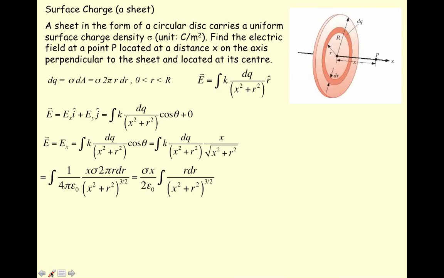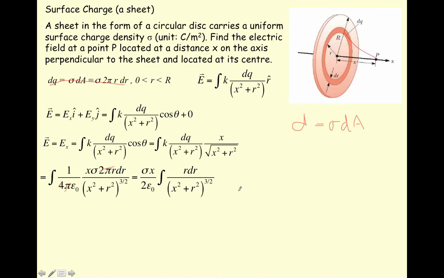Okay, so dq is sigma. Let me write that down. So dq is equal to sigma dA, and A is pi r squared, so dq will be equal to sigma 2 pi r dr. So if I take the sigma out, the 2 pi will cancel with the pi, and I have a 2 here, and epsilon naught here, so I get sigma x over 2 epsilon r dr, and then over this square, which is simply this distance here, to the power of 3 halves.